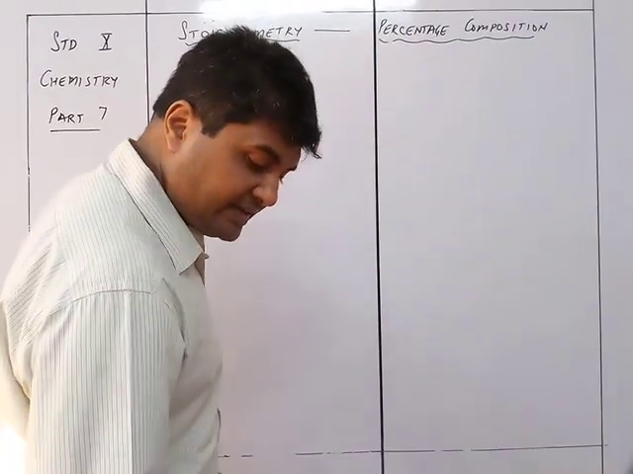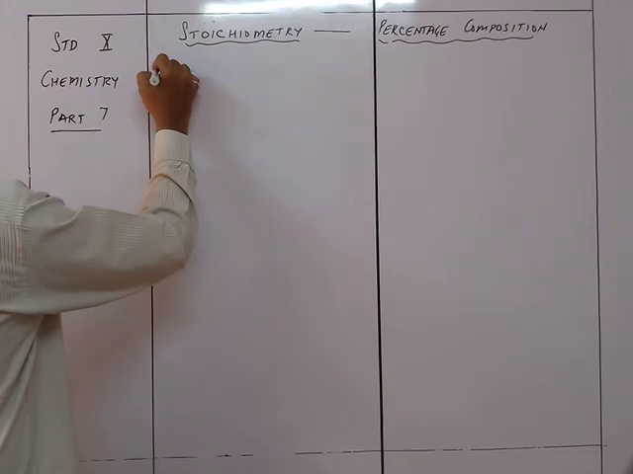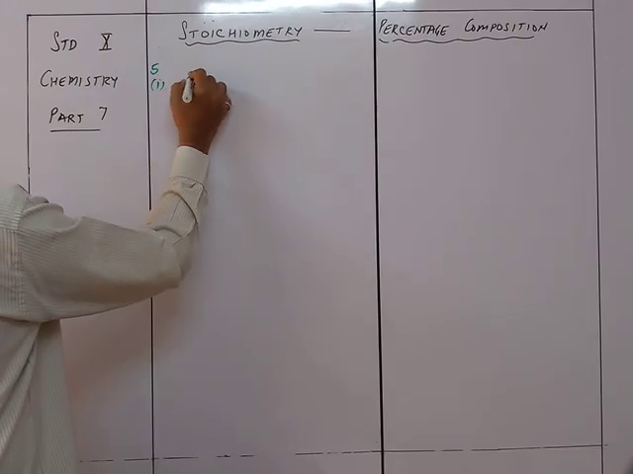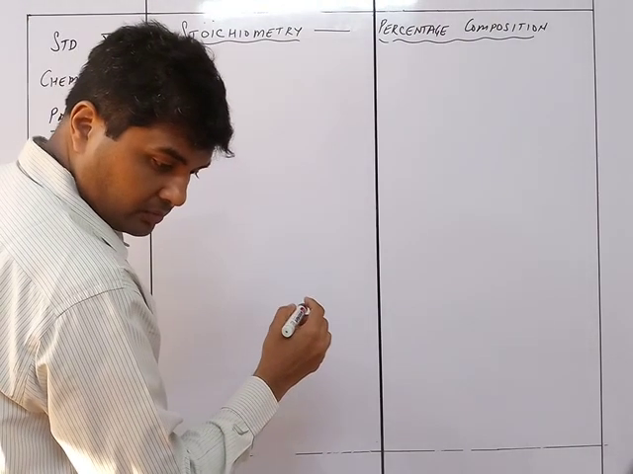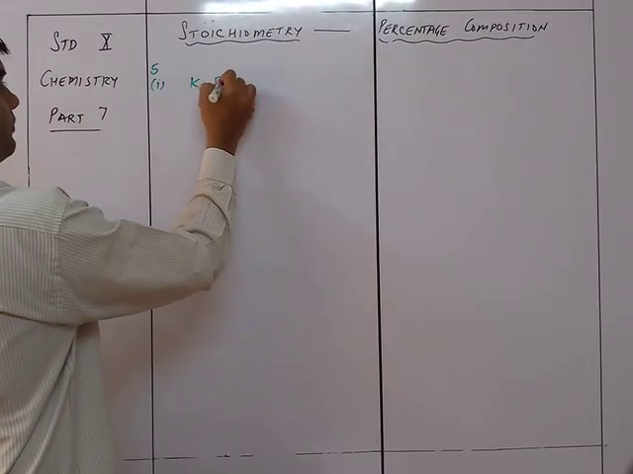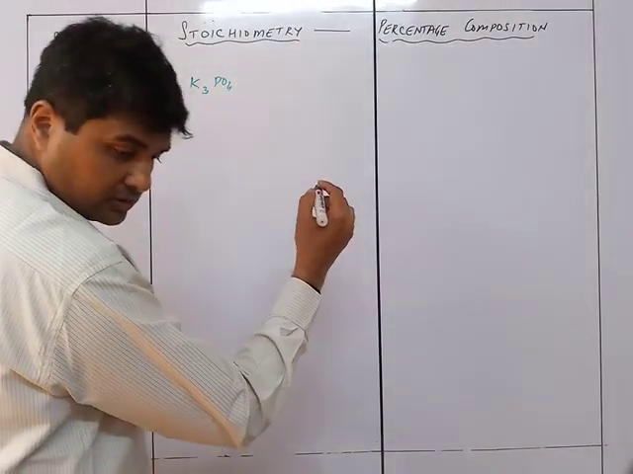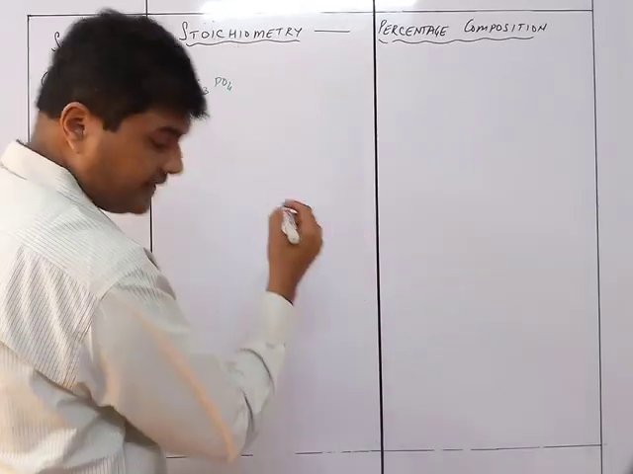So this is how we are going to do this sum. So the first case is question number 5, one part, K3PO4, and the other part was potassium nitrate, KNO3.